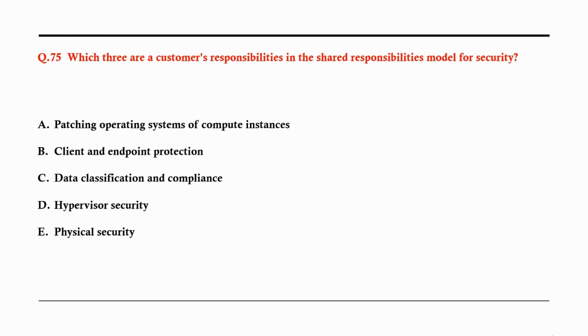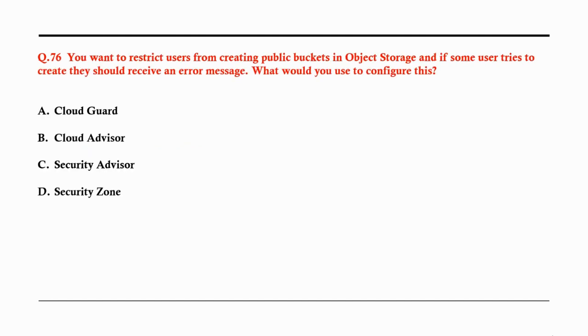Question 75. Which three are customer responsibilities in the shared responsibility model for security? Again, this is common for all the public clouds. Answer A, B, and C. A stands for patching operating systems of compute instances. B, client and endpoint protection, and C, data classification and compliance.